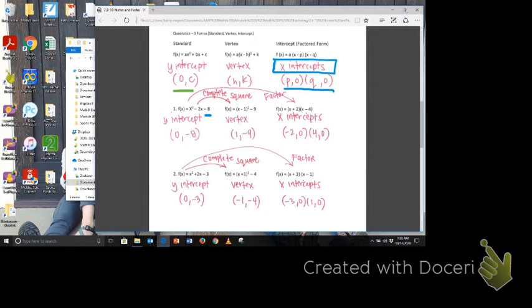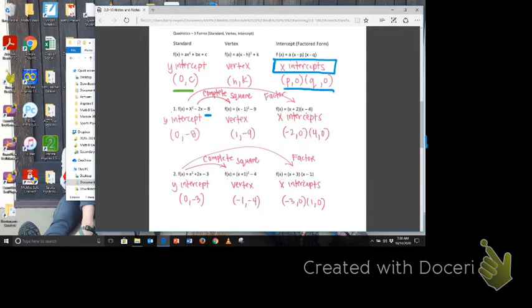On the next part, we're going to talk about how you go from one form to the next. But if you want to go from standard form to vertex form, you complete the square. If you want to go from standard form to factored form, you factor. All right, let's keep moving down.